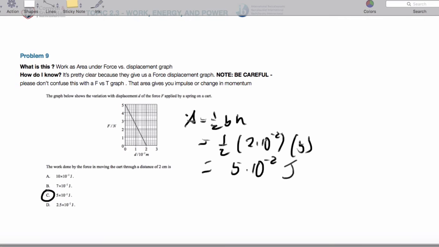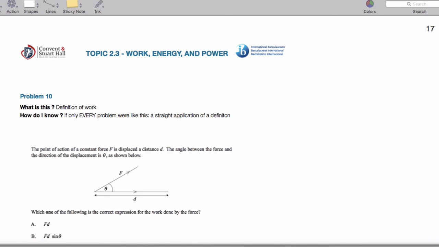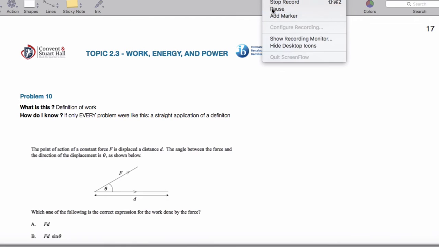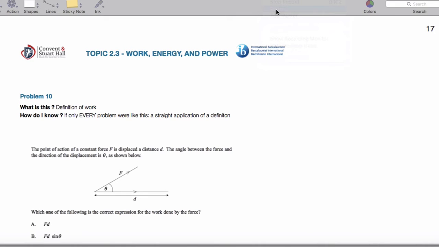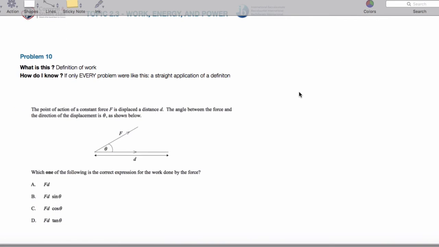And then question number 10. Question number 10, we want to know the correct expression for the work done by the force. So when we have a force pointing one way and a displacement that's the other way, and we want the work done, that's going to be work is F times D times the cosine of the angle between the force and the displacement. So there really isn't a lot of math here. This is kind of a definition you need to memorize.